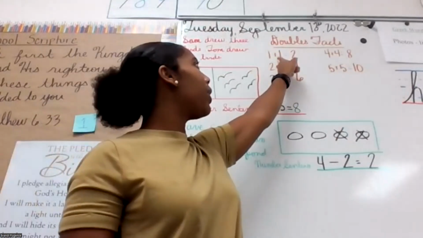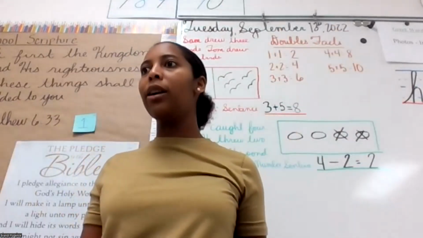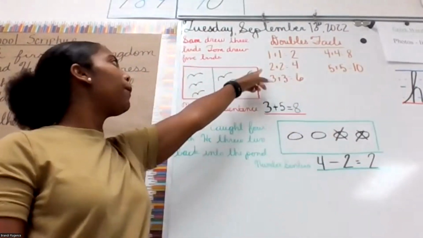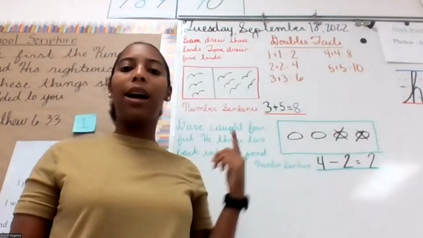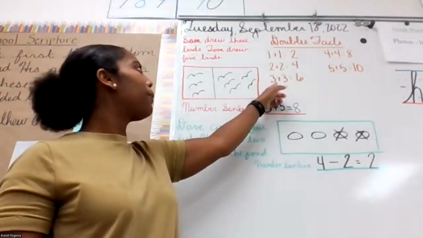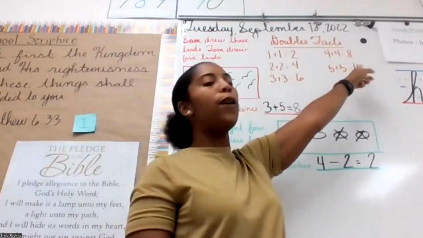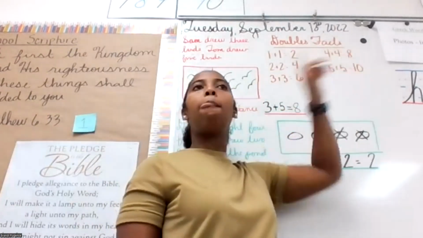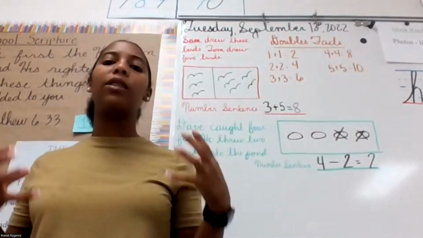We're adding 1 plus 1. See, that's the same number. We're adding it twice. 2 plus 2. Same number, adding it 2 times. 3 plus 3, 4 plus 4, 5 plus 5. These are called the doubles facts.